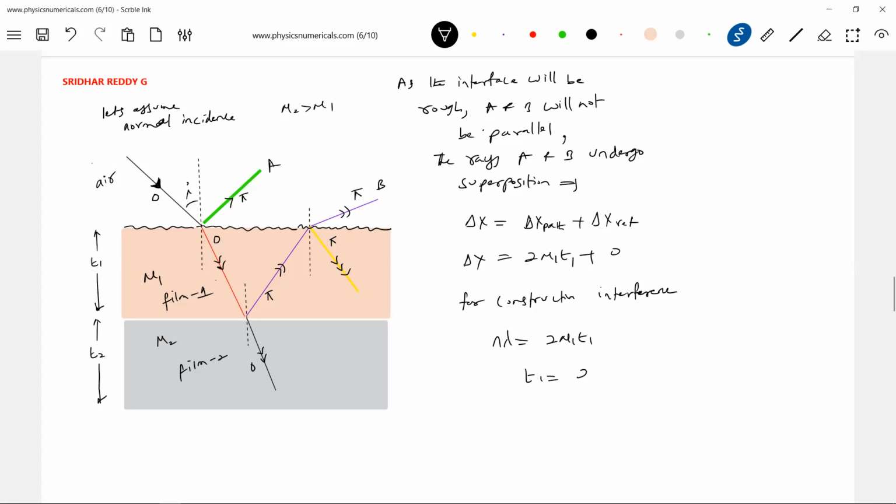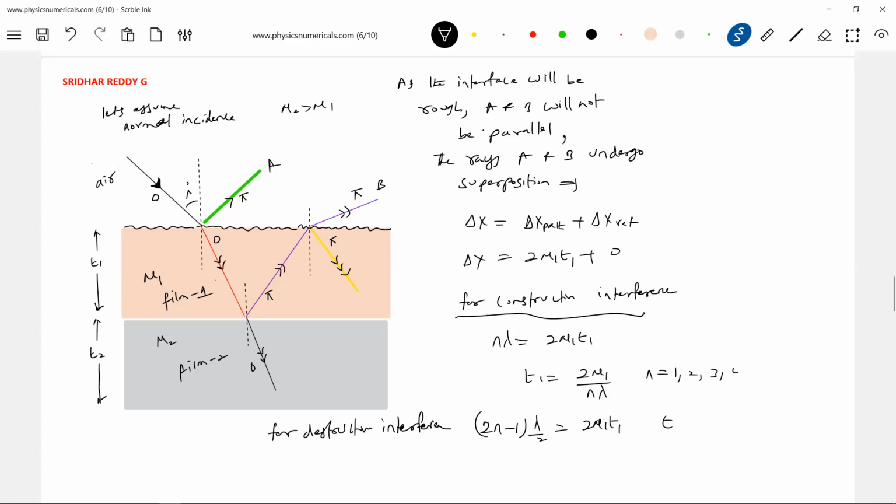What should the thickness be? The thickness should be n lambda by 2 mu1. Put n equal to 1, 2, 3, and 4. For destructive interference, n will again take values 1, 2, 3, and 4.